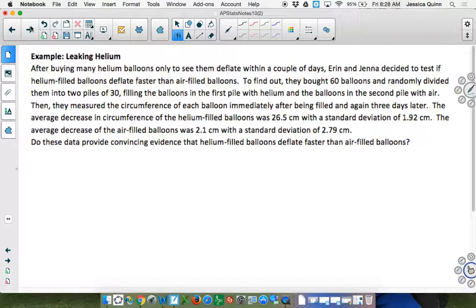But anyways, to find out, they bought 60 balloons and randomly divided them into two piles of 30. Filling the balloons in the first pile with helium, and the balloons in the second pile just get plain old air. Then they measured the circumference of each balloon immediately after being filled, and then again 3 days later. The average decrease in circumference of helium-filled balloons was 26.5 centimeters, and the standard deviation was 19.2 centimeters.